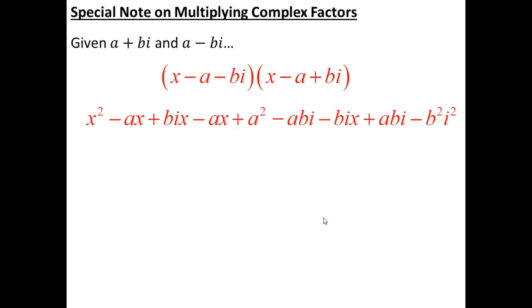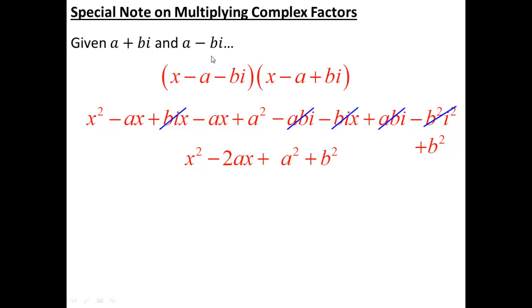But now I just have a's and b's all over the place. The i terms all cancel out. The i squared turns the negative b squared into a positive b squared. And when I condense the terms, I get this. The ax and the ax combine to give me 2ax, and then I have a squared plus b squared.